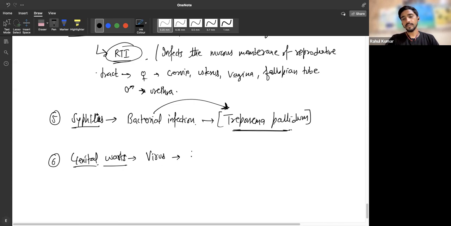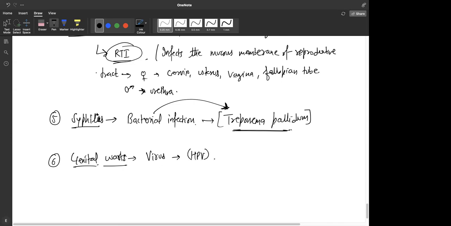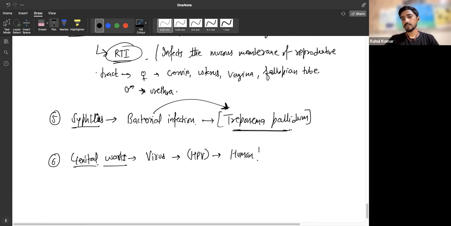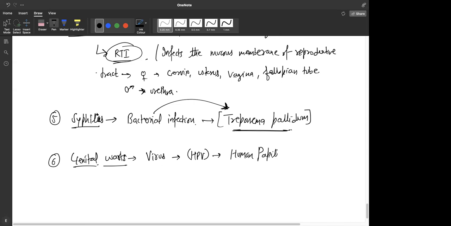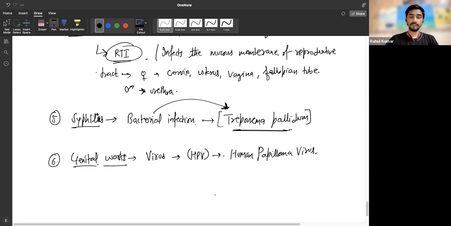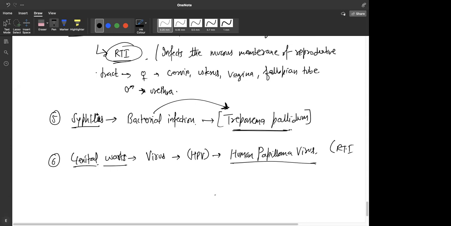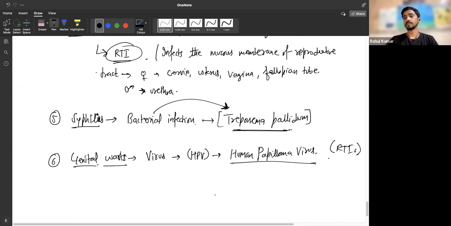That virus is called HPV, human papilloma virus. It is a very, very infectious virus, and it's a sexually transmitted infection. This is also an RTI because it affects the genitals, right? Yes, you have already seen the pictures, so you know that it is an RTI.